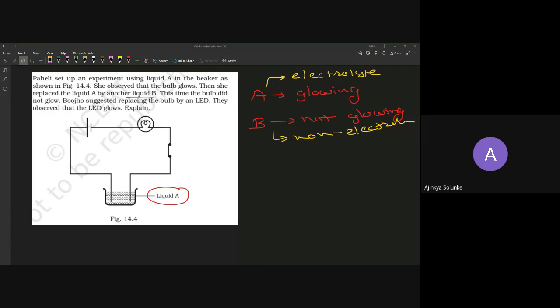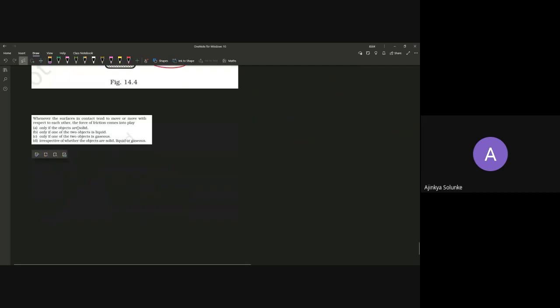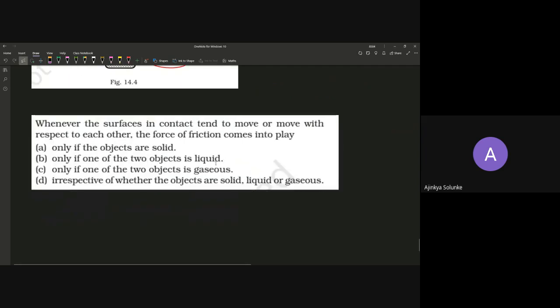So let us have some more questions from another lesson. Let us go with friction this time. Kindly read the question and give me the answer for it. Whenever the surfaces in contact tend to move or move with respect to each other, the force of friction comes into play. So, what are the conditions required for friction? Should the objects be solid or liquid or gaseous, or can they be anything?